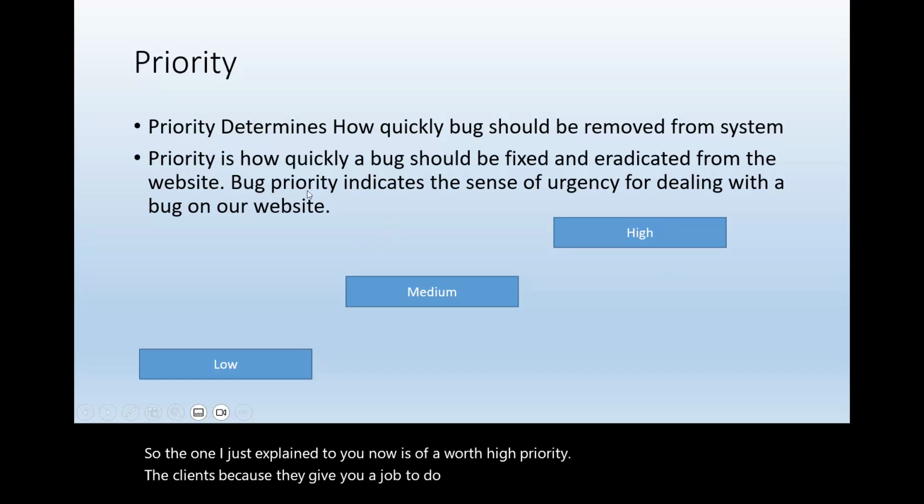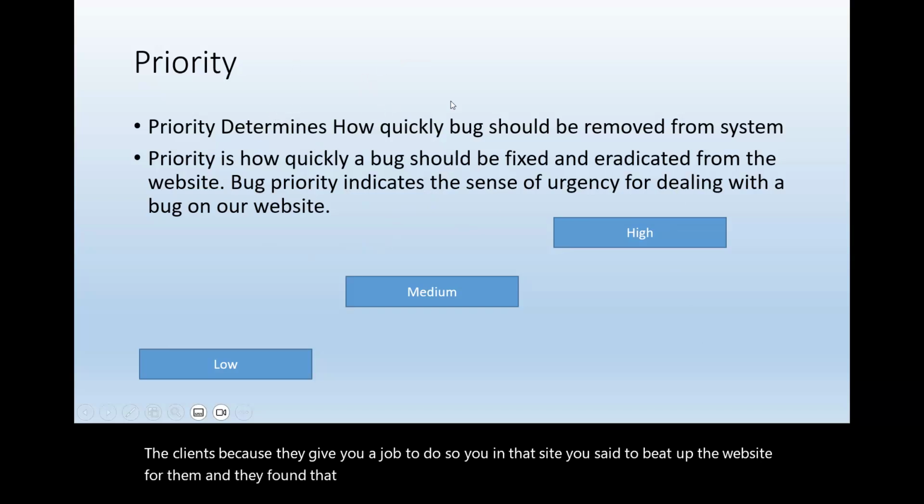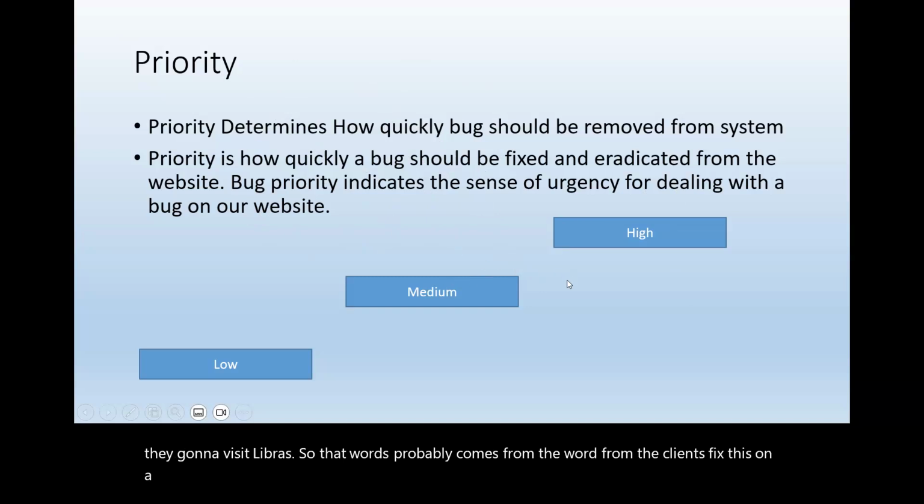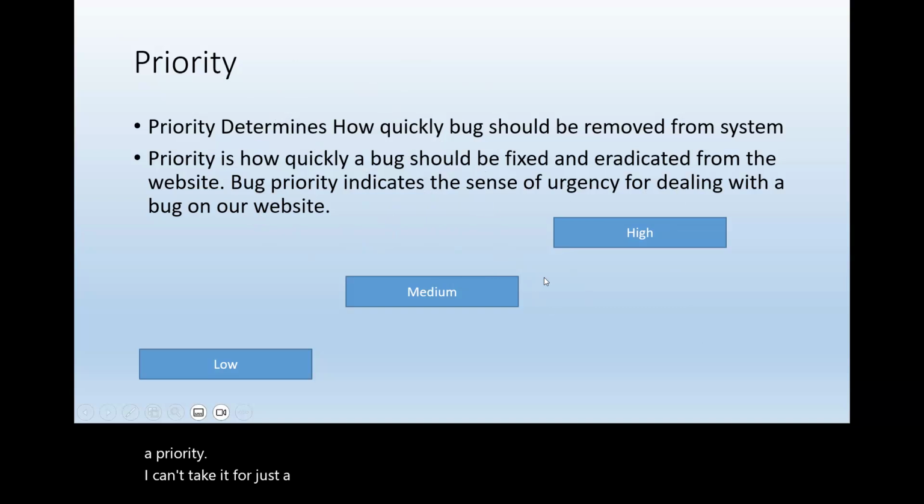They say to build the website for them, and they found out that the UTA, Chase Bank or Bank of America logo is not on the site. They're going to raise an eyebrow. So that word priority comes from the client: fix this on a priority. It's a high bug. There's a bug in the system that you just built for this customer.